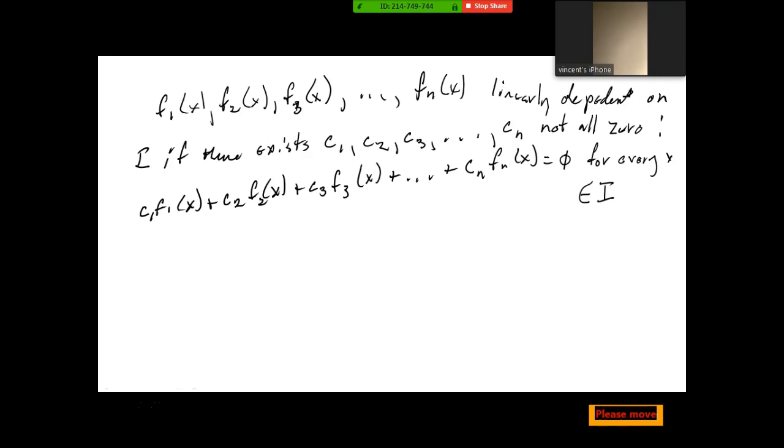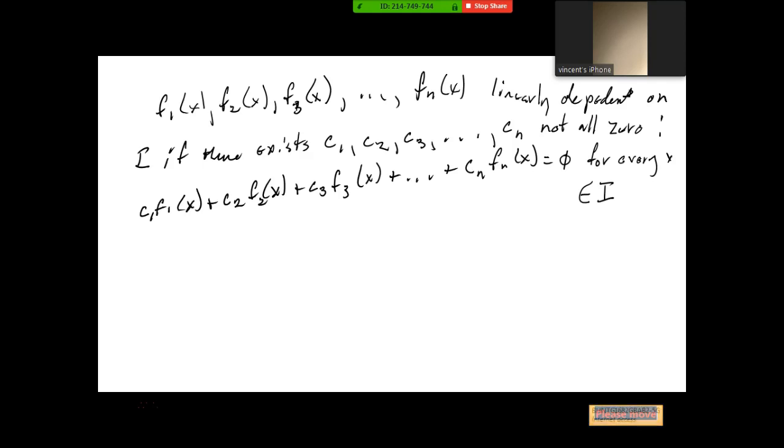Now, what does that mean? That you can come up with some combination of c's, not with all of them being 0. That would certainly work. But some combination of c's, not all being 0. Some of them could be 0, that's fine, but not all zeros. You can multiply some c by each of those functions, and by adding all those together, if you get 0, that's a linearly dependent system.